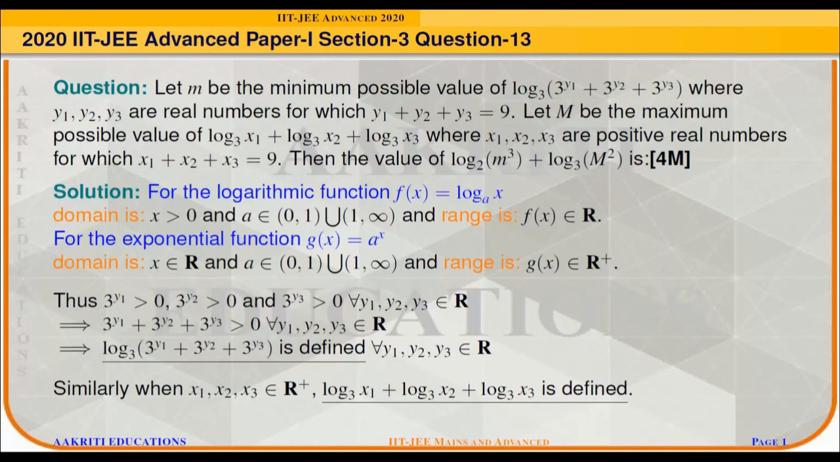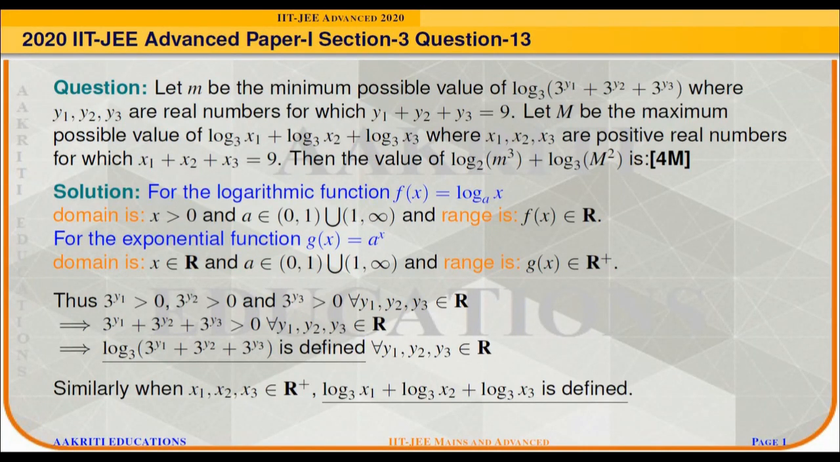Let capital M be the maximum possible value of log x1 to the base 3 plus log x2 to the base 3 plus log x3 to the base 3, where x1, x2, x3 are positive real numbers, for which x1 + x2 + x3 is equal to 9. Then we need to find the value of log m cube to the base 2 plus log M square to the base 3.